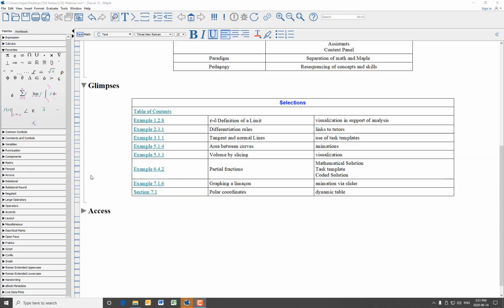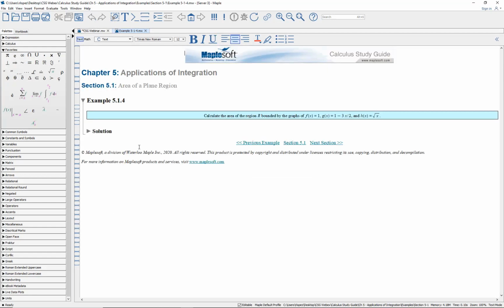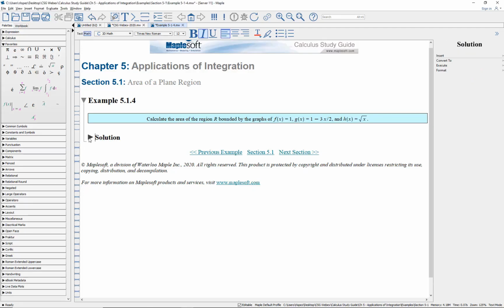This example has us computing area between curves, and it will give us a chance to look at some animations. The particular problem has us calculate the area of the region R, which is bounded by the graph of these functions: 1 linear, 1 minus 3/2 x, and root of x. So visualize there's a little region up in here. Let's see how the solution goes.